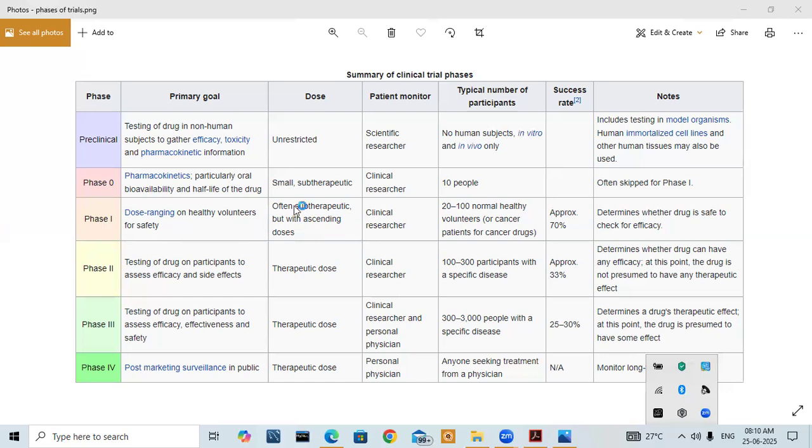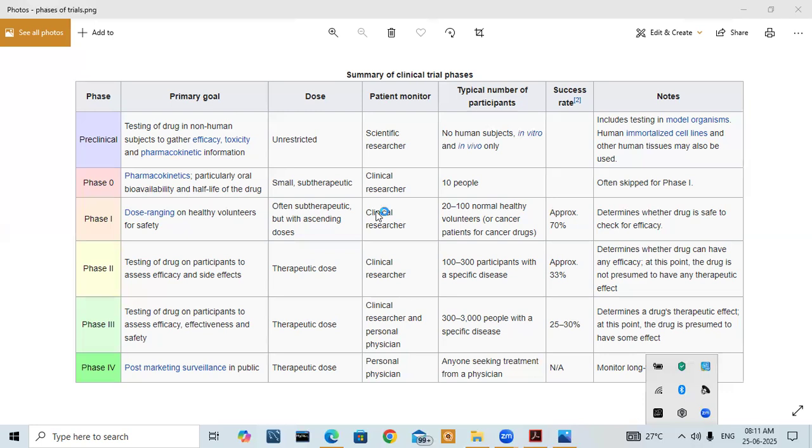And next thing is what? We are giving the subtherapeutic doses and slowly we are increasing the doses until the maximum dose beyond which we cannot give the drug. So up to that maximum safe dose, we are going to find out in the phase 1 studies. And healthy volunteers are used. What are we using here? Healthy volunteers.